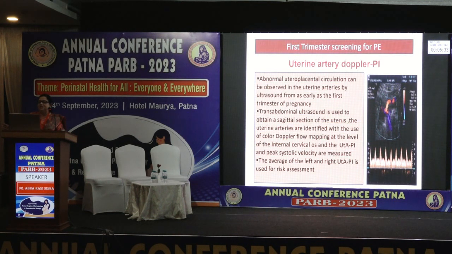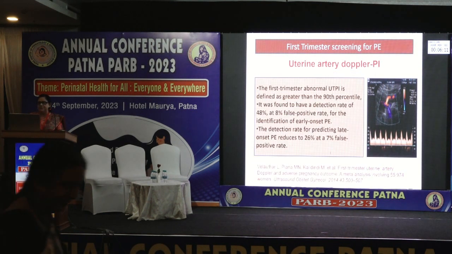The view is a sagittal section of the uterus. The uterine arteries are identified with the use of color flow mapping at the level of the internal os, and the uterine artery PI and the peak systolic velocity are measured. What we take is not the right or the left, but the average of both right and left PI, and that is used for the risk assessment.